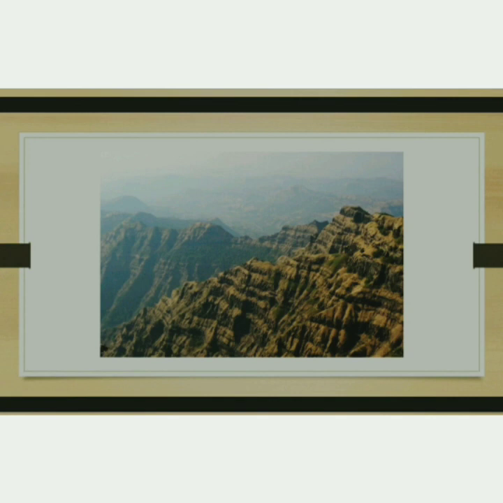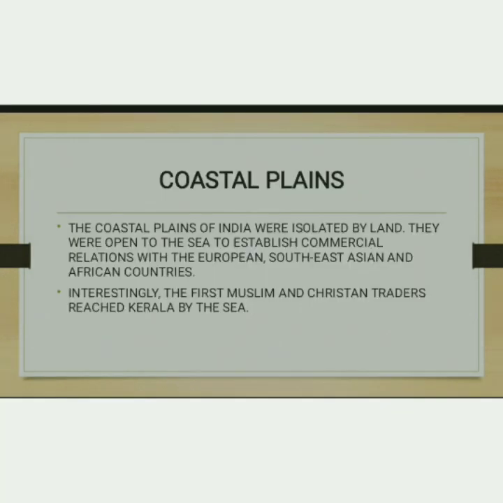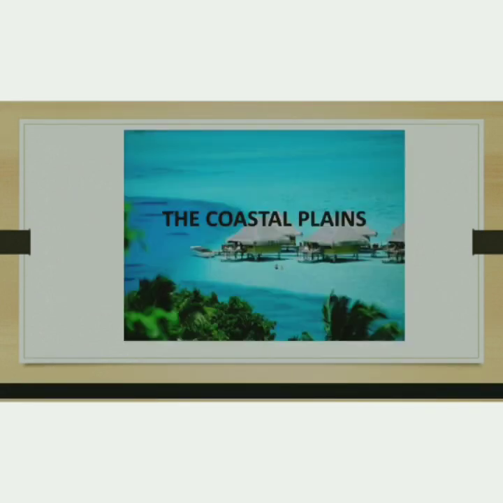The Deccan Plateau. The Deccan had always been a very strong and powerful military base. Coastal plains. The coastal plains of India were isolated by land. They were open to the sea to establish commercial relations with the European, Southeast Asian, and African countries. Interestingly, the first Muslim and Christian traders reached Kerala by the sea.